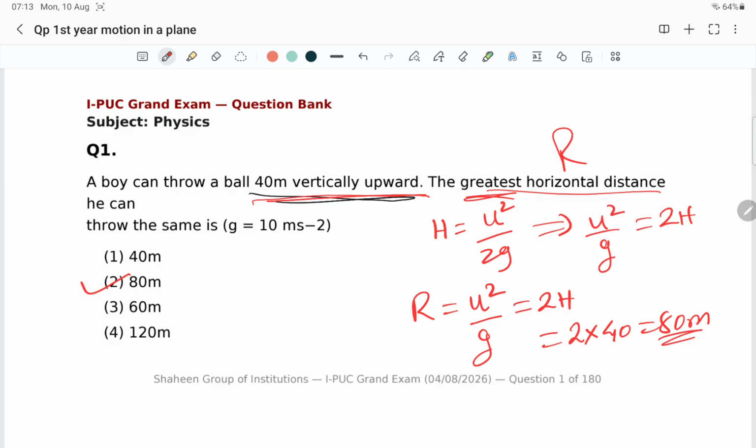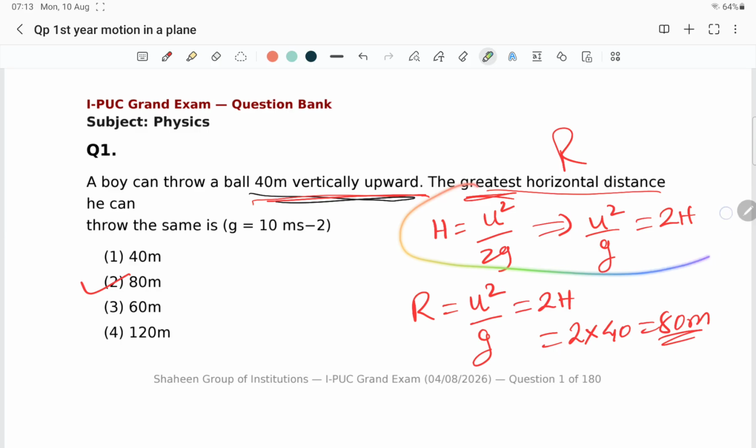So I hope this question is clear. Let me come again so that you understand. A boy can throw a ball 40 meter vertically upward. So the greatest horizontal distance he can throw. Greatest horizontal distance meaning how much can he throw the range. As soon as he says greatest, 45 degree is what he is asking about.